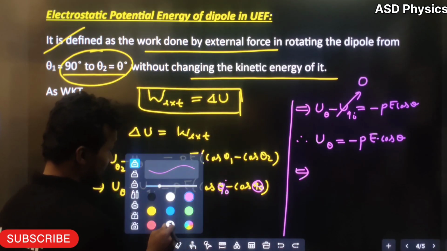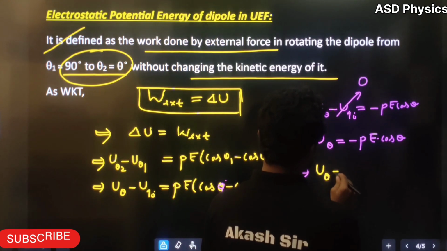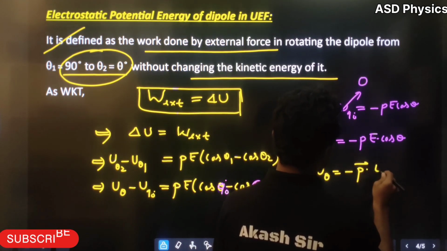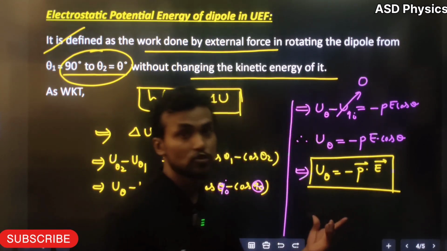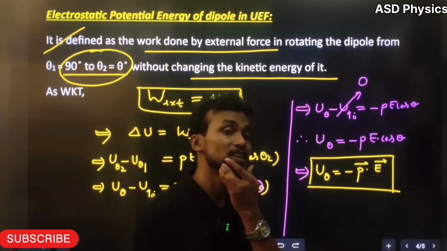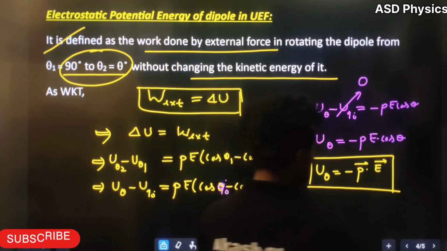And students, potential energy is which quantity? Scalar or vector? It is a scalar quantity. That means which product do we have to take? We have to take the dot product. Please remember that. So this is the general expression of the potential energy of the dipole, with the dot product.